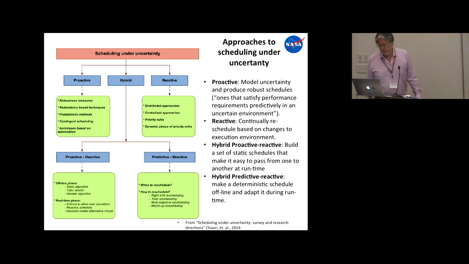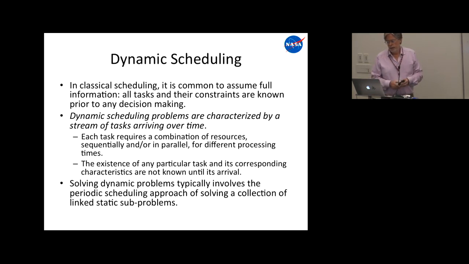And then there's different kinds of hybrid, proactive, reactive approaches. Two different hybrid approaches. One is proactive reactive, which basically says, build a set of static schedules that make it easy to pass from. So you build a bunch of schedules, and then when the environment misbehaves, you choose the one that fits. And so that's called proactive reactive. Predictive reactive means make a deterministic schedule, a single schedule online, and adapt it during runtime. I think we're going to look at examples that fit into both of those hybrid approaches.